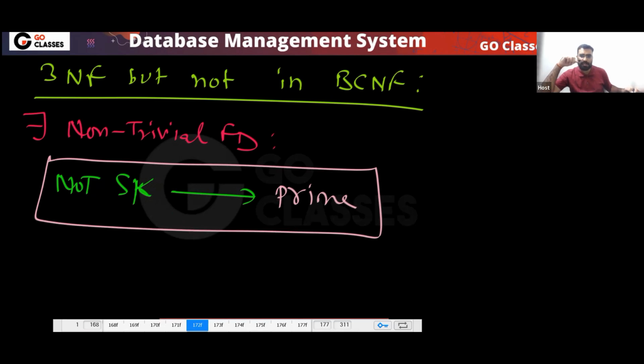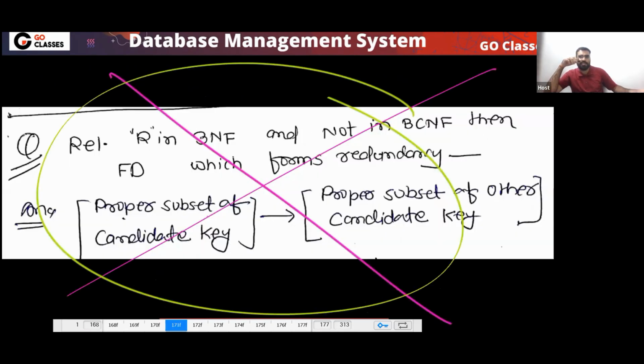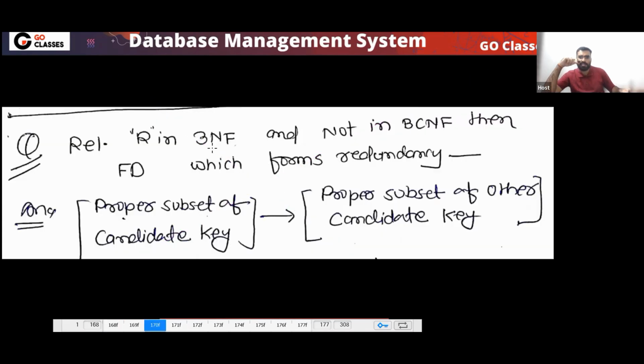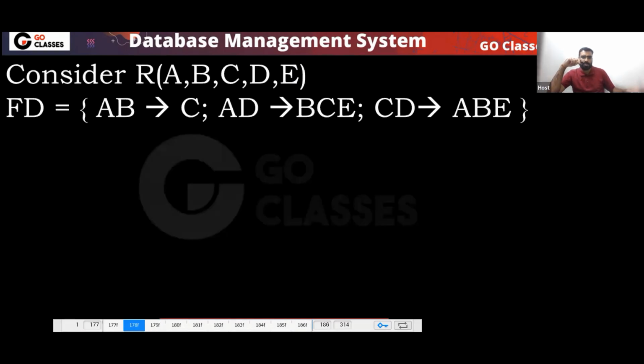But what this statement in the institute's notes is saying, that a relation is in 3NF but not in BCNF, then it should happen, is also wrong. Let me prove it. So let's prove it. Consider this example.